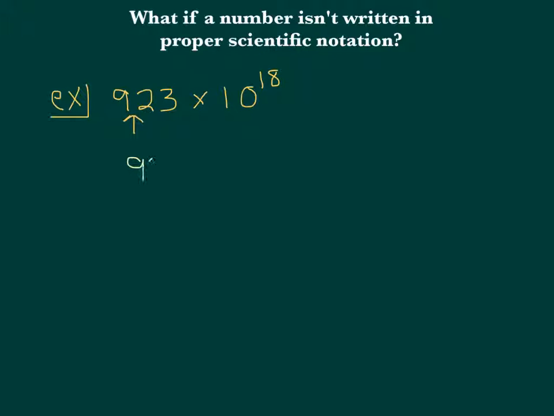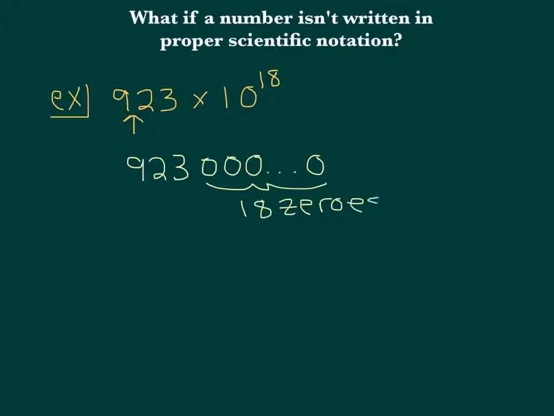So we have a 9, a 2, and a 3, and then we'd have 18 zeros because we have 10 to the 18th power. So we'd have 1, 2, 3. Now I don't want to write this all out, so I'm just going to label this here as 18 zeros. Now, if I want to put the decimal point right here between the 9 and the 2, I see that I need to move an additional 2 places.